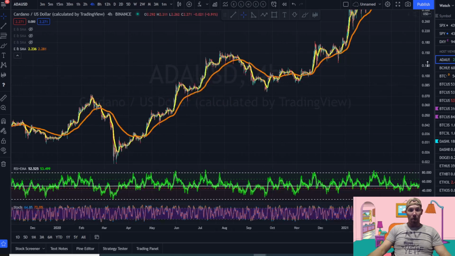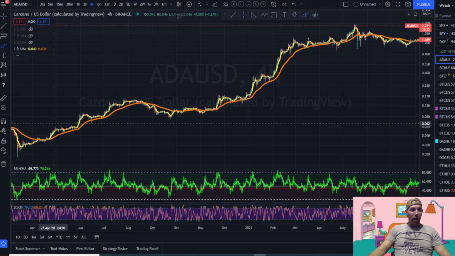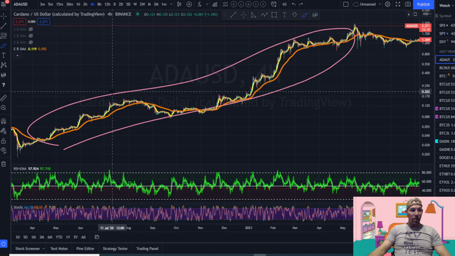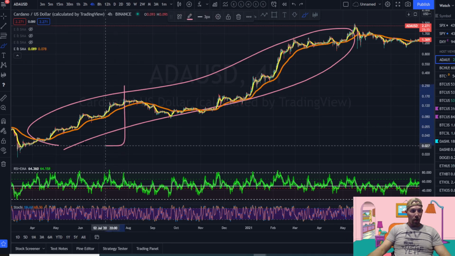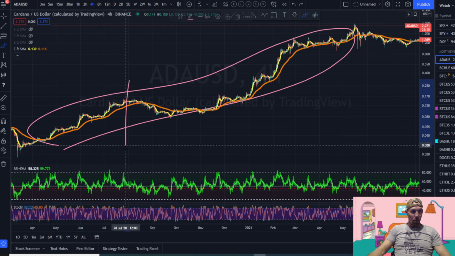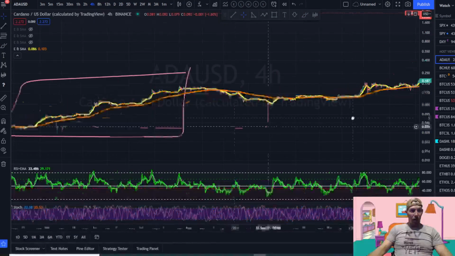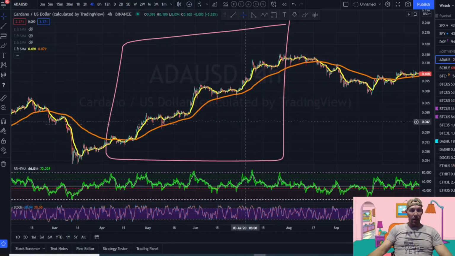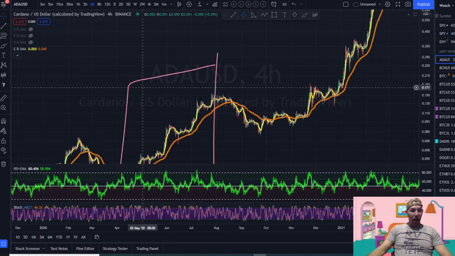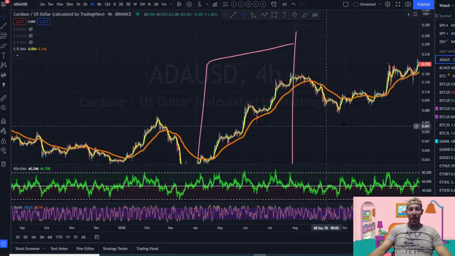So let's zoom out, and all I'm going to do is take a snippet, not of this whole move here. I'm going to take just this portion, let's say even right here, from the move where the yellow went above the orange. So I'm going to take a snippet from right here to here. Okay, get rid of this big hot dog looking area. And all I'm doing is taking this snippet. So you can see how much higher Cardano actually went, even after the yellow fell back below, right? And it just kept going, right? So I'm only taking this small snippet.